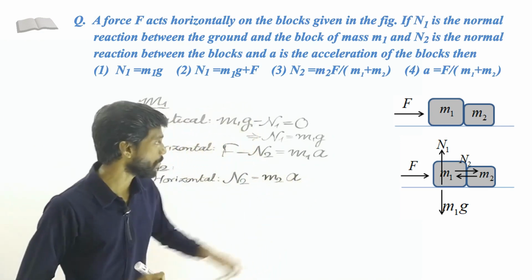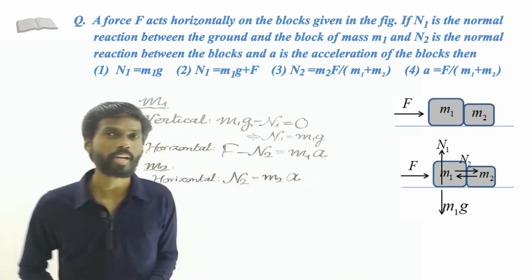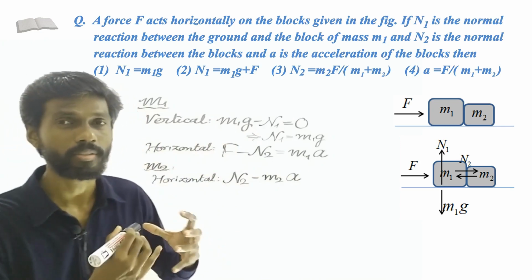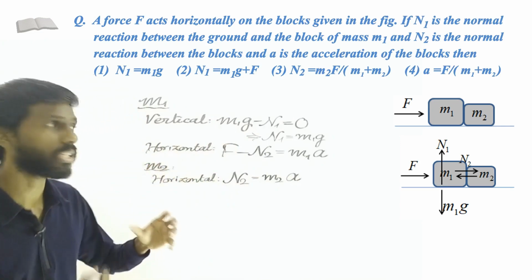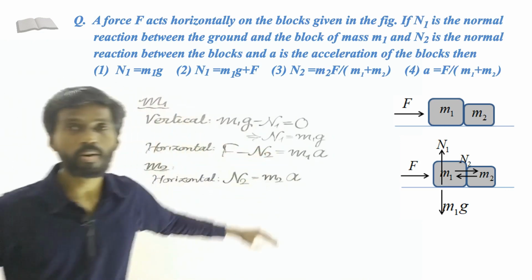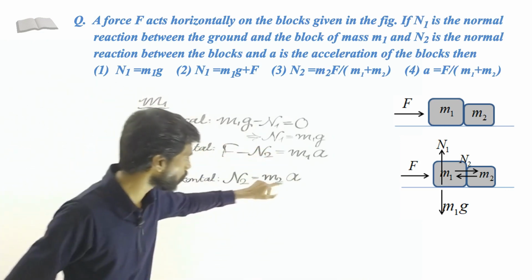We are using the same acceleration A here also, because these blocks move together, which means they will have the same acceleration. They are not separated. So they move together. So the acceleration of this block and the acceleration of that block are the same. So N2 equals M2A, with the same value.